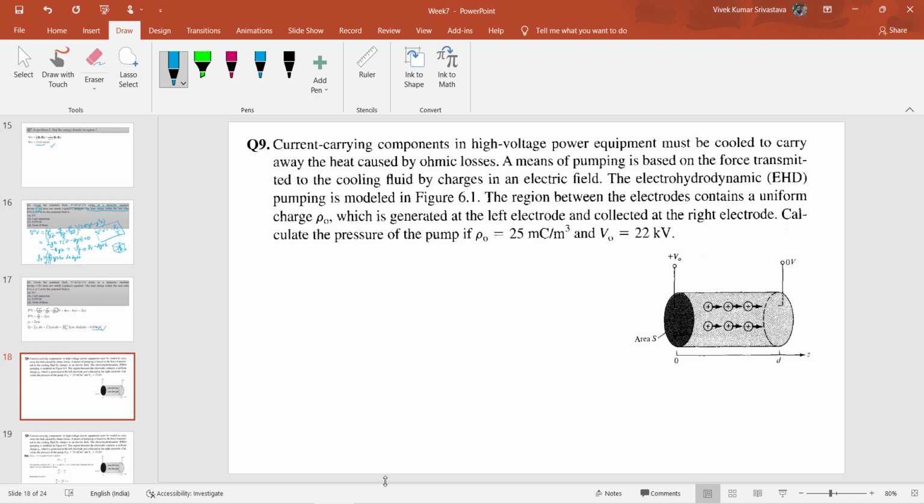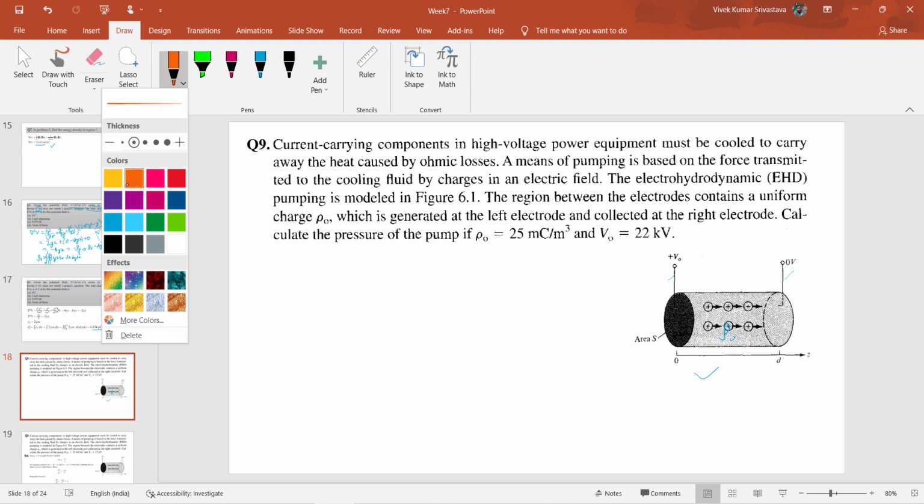The question is: current carrying components in high voltage power equipment must be cooled to carry away the heat caused by ohmic losses. A means of pumping is based on the force transmitted to the cooling fluid by charge in an electric field. The electrodynamic pumping is modeled in the figure given here. The region between the electrodes contains a uniform charge rho v, meaning some charge will be present.